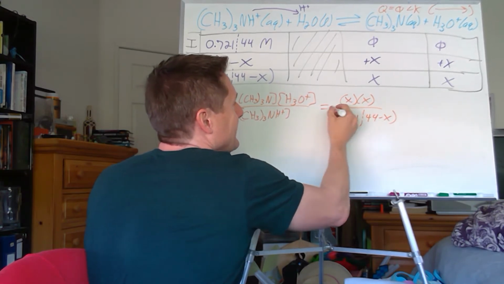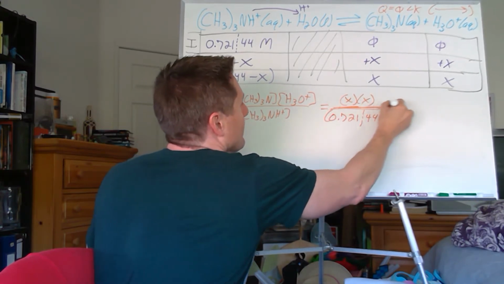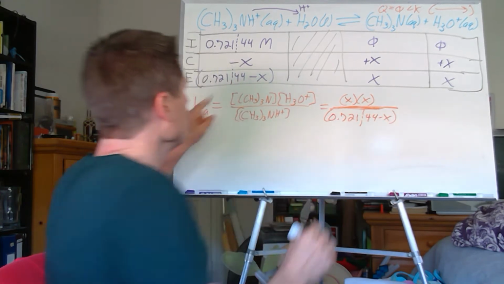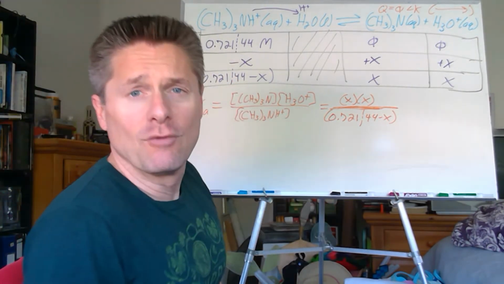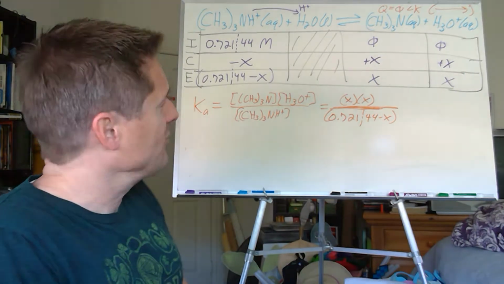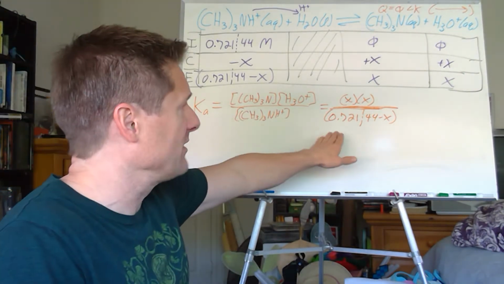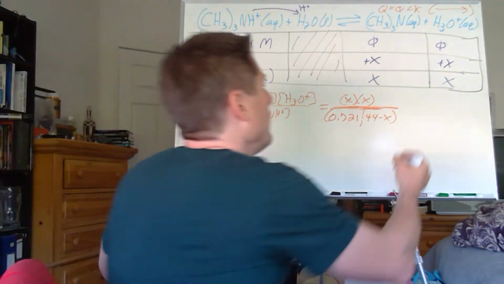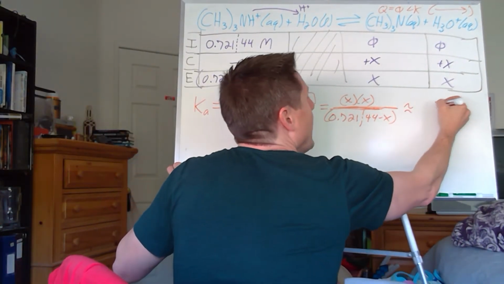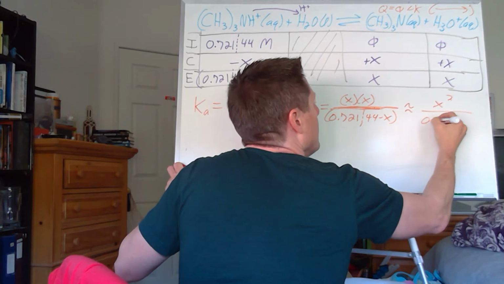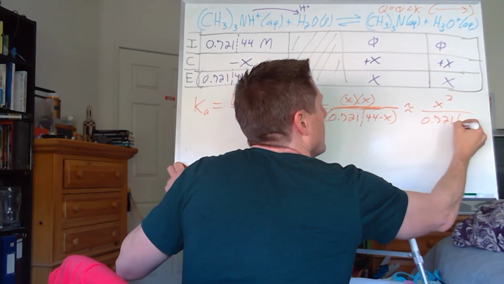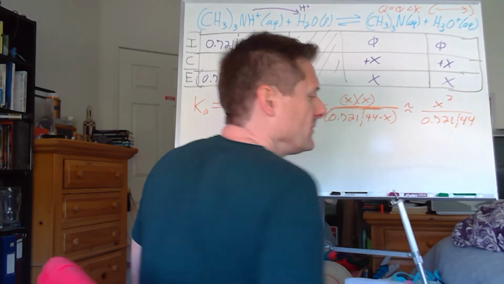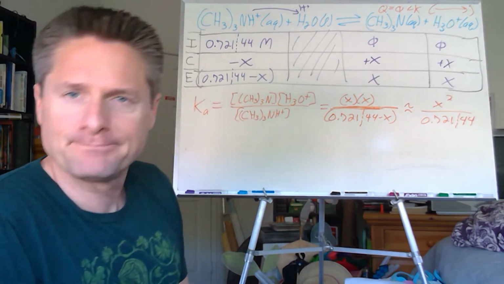So this will be 0.72144 minus X. That is one ugly line right there. So we're just bringing that down. To avoid the nasty quadratic equation, let's assume X is tiny, right? So 0.72144 minus X would be approximately 0.72144. So X times X is X squared. We good with that approximation right there?